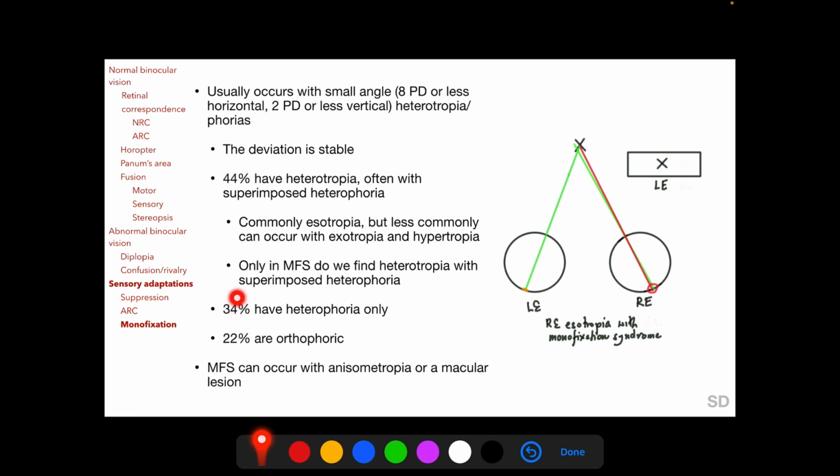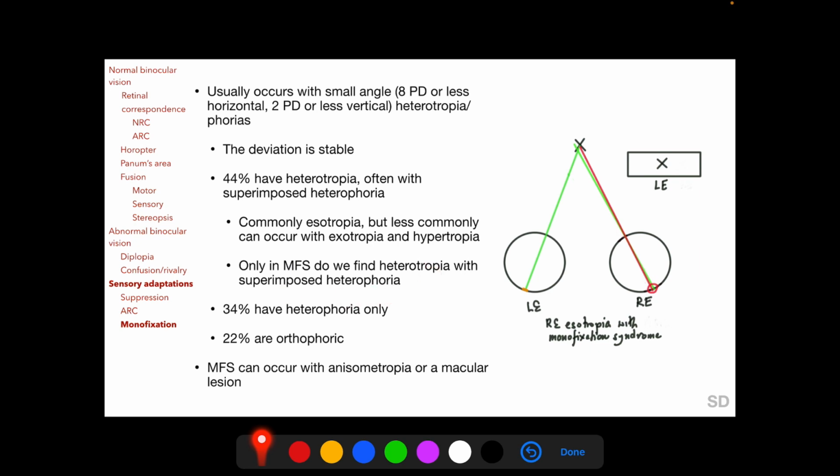34% of patients with monofixation syndrome have been reported to have heterophoria only without a manifest strabismus, but 44% of patients with monofixation syndrome have heterotropia, often with a superimposed heterophoria. The heterotropia is commonly esotropia, but less commonly monofixation syndrome can also occur with an exotropia or a hypertropia. And only in monofixation syndrome do we find heterotropia with a superimposed heterophoria.